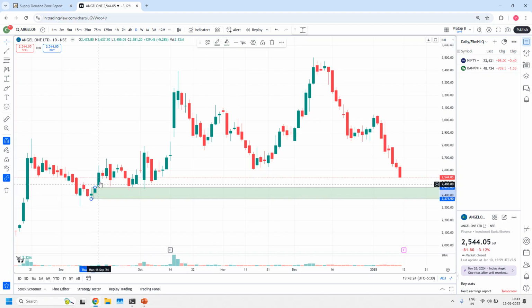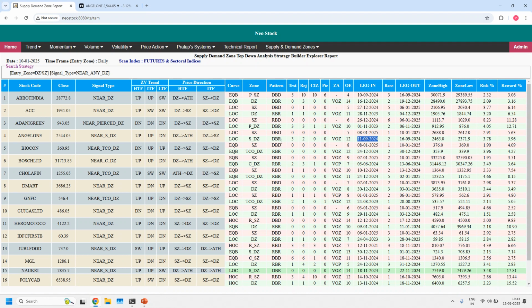Is it a drop base rally? Yes. Look into the report. Here it is showing. See here, DBR, drop base rally. Always look into the pattern column.